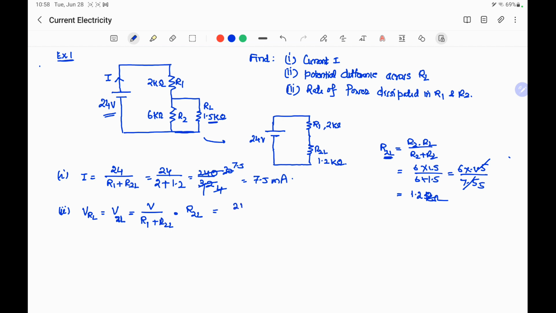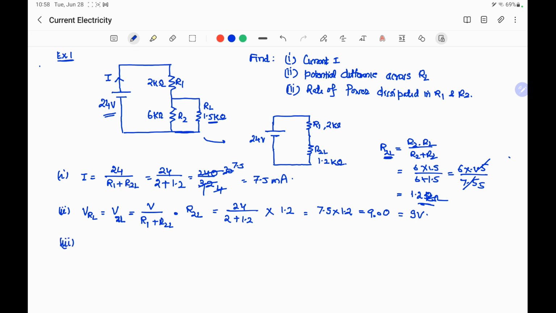So it will be equal to 24 by R1, which is 2 kilo ohm, plus R2L, which we have found 1.2 kilo ohm, multiplied by 1.2 kilo ohm. So it will be equal to 24 by 2 plus 1.2, and multiplied by 1.2. Multiplying, it is 9.00, that is the voltage is 9 volt. Here we have applied the voltage division rule.